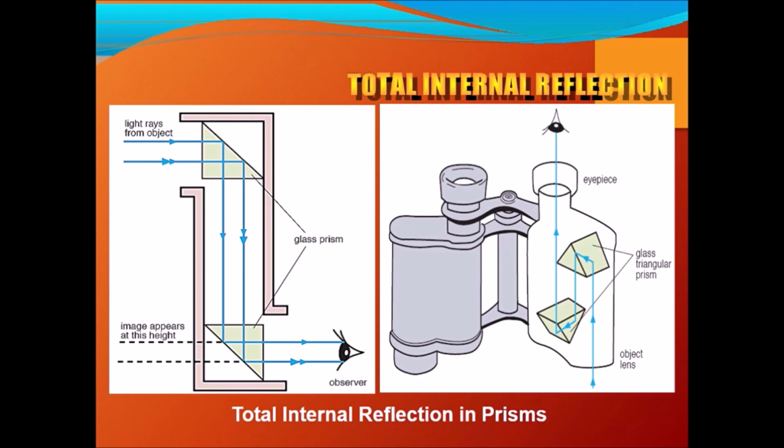So look at how it is happening here. The rays of light come in, get internally reflected, again internally reflected, and then go to the observer's eyes. That's how he can see a very clear image, because the loss of light is not taking place; the entire light is reflected and goes to the observer's eye. So that is why these are better.